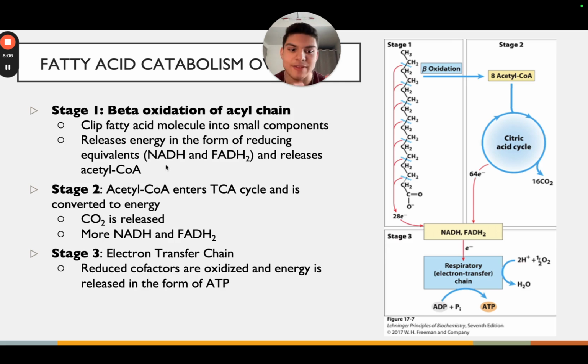But there's a lot of energy that we can harness from this. So that's what I want to emphasize: we generate the reduced cofactors and we also generate the acetyl-CoAs, which again go through the TCA cycle. And something I really want to point out is that this 8 acetyl-CoA is from a 16 carbon fatty acid chain. If it's a different one, for example, an 18 carbon chain, then instead of having 16 here, it would be 9, because we have to divide it by 2. So hopefully that makes sense.